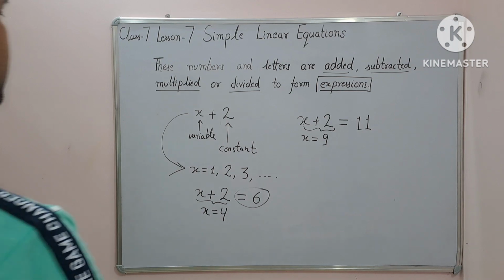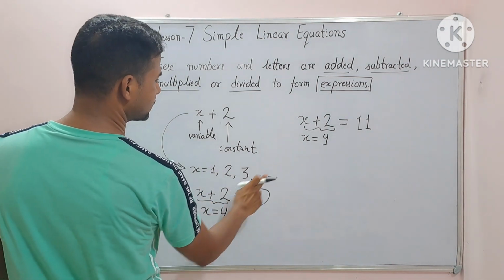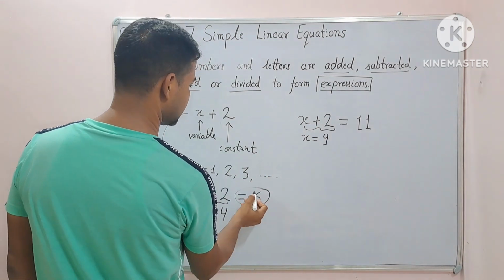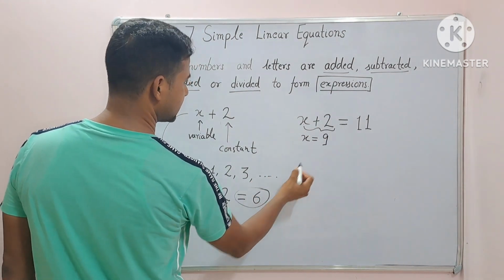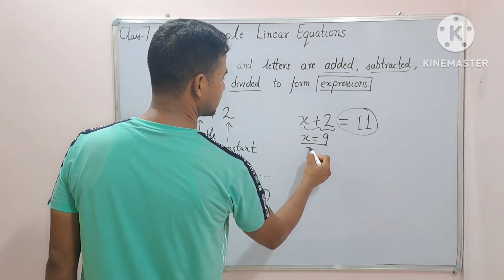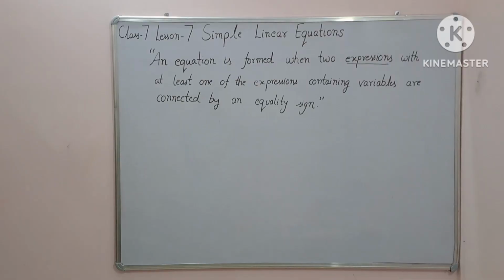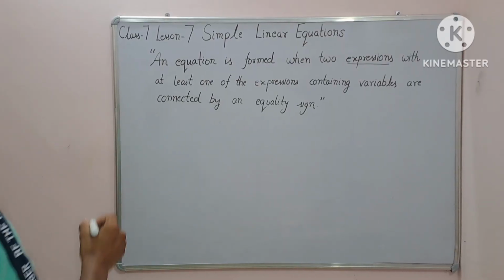Now have you understood this? A variable can take different values under different conditions. Here the condition is equal to 6, here the condition is equal to 11. Here the value of x is 9, here x is equal to 4. Very simple. Now we will learn what an equation is.